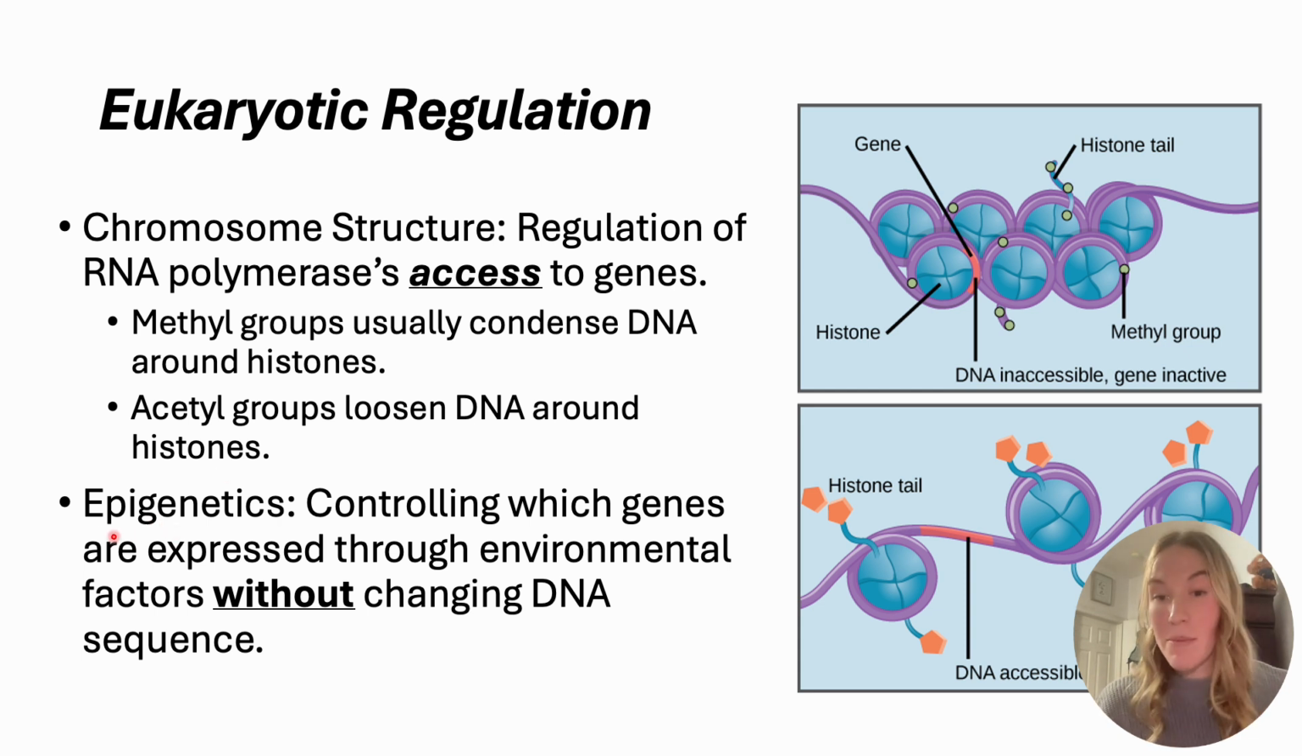Now, these are the foundation for epigenetics. So epigenetics, epi meaning surface, genetics meaning pertaining to genes and heredity. These are going to control which genes are expressed through environmental factors without changing DNA sequence. And we actually have a little bit of evidence to show that epigenetic modifications can actually be inherited too. So things like methylation and acetylation might be inherited from parents to offspring, which is pretty cool. And I strongly recommend you guys go in and research that because there's lots of fun stuff. So this is the foundation for chromosomal control of gene expression.